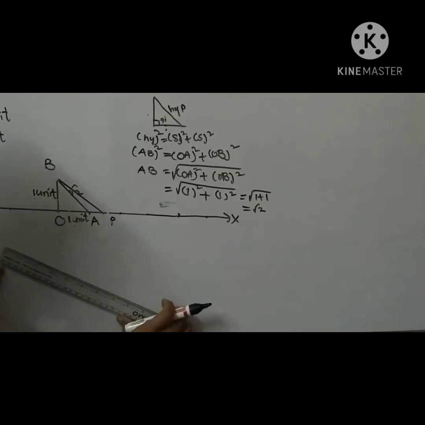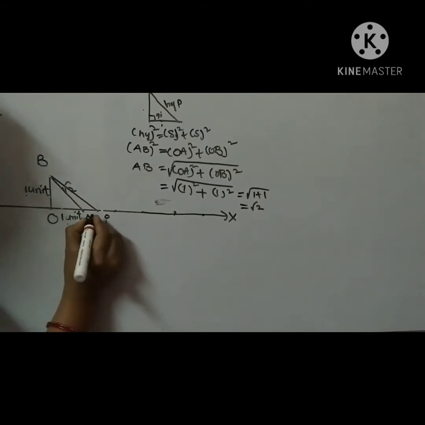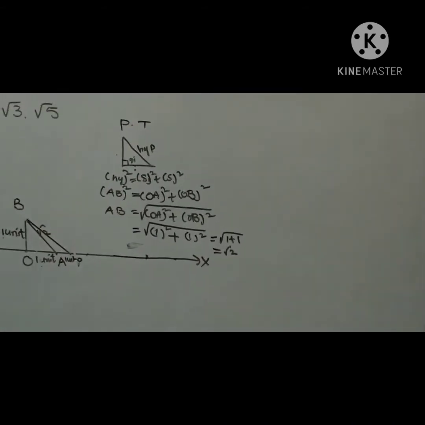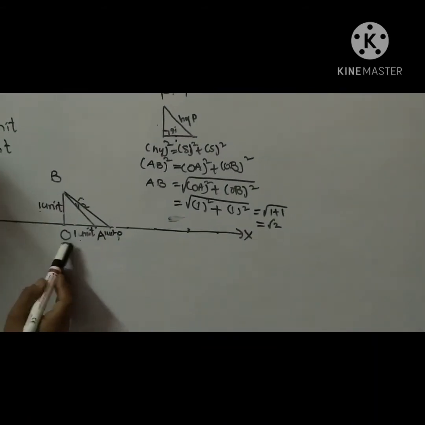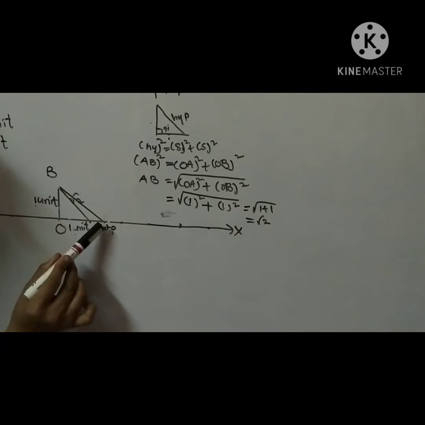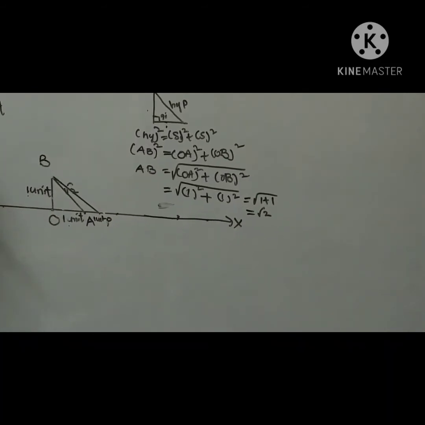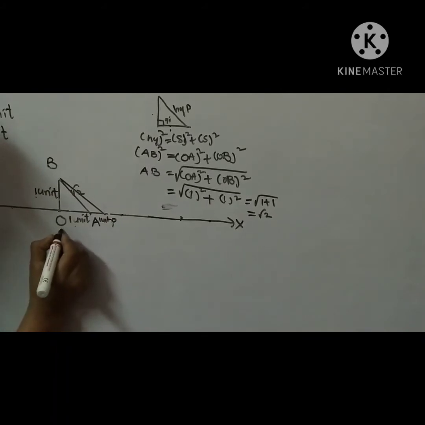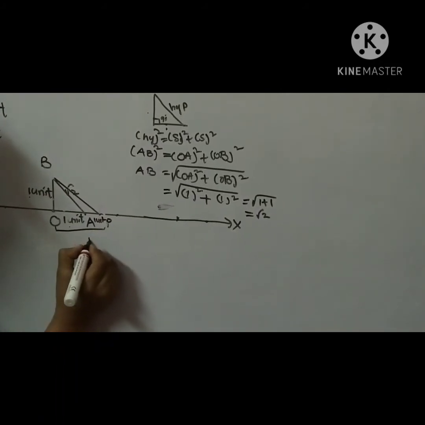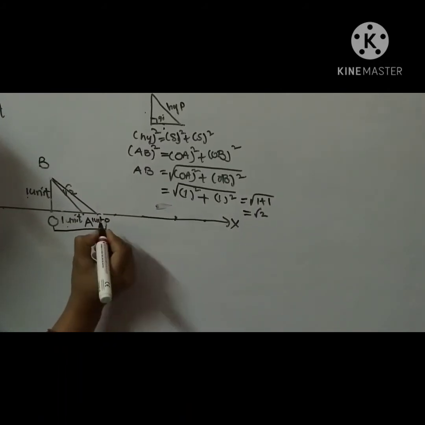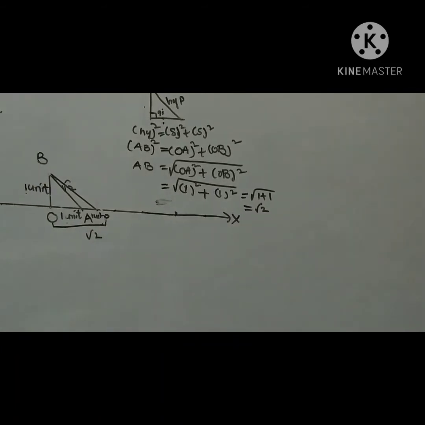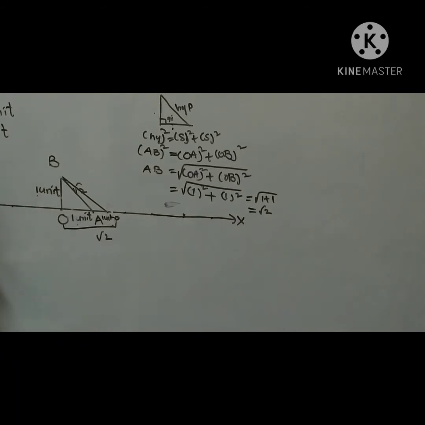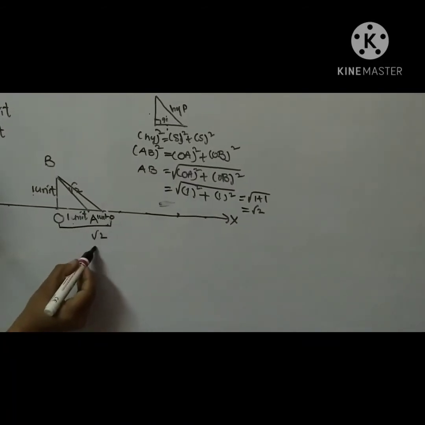Okay children, so here the distance is 1 unit. So OP distance is equal to AB. Did you understand, children? What is the AB distance, from here to here? Root 2. So OP equals root 2. Did you understand? So the perpendicular line OB equals 1 unit and OP equals root 2.